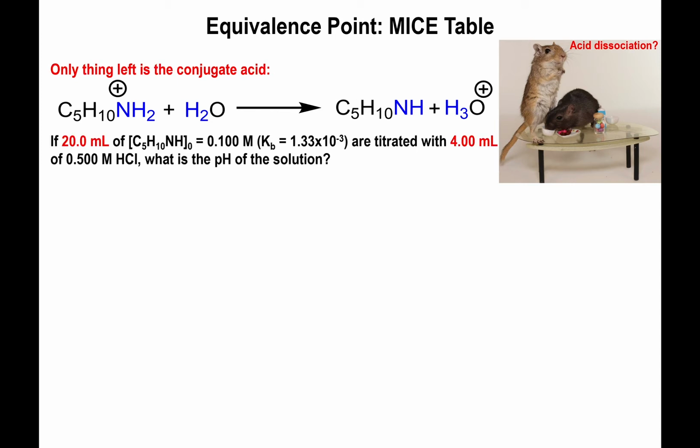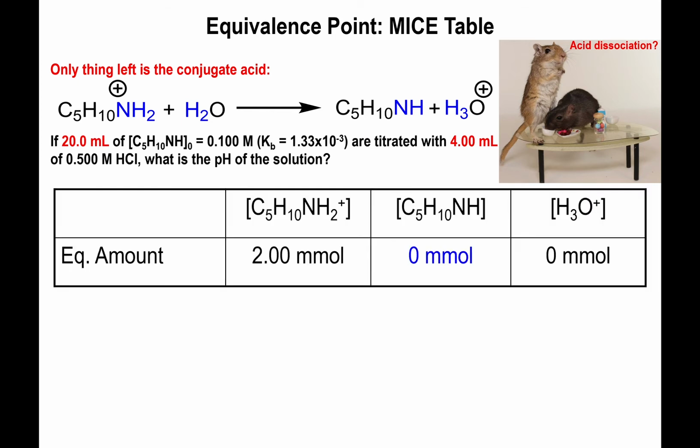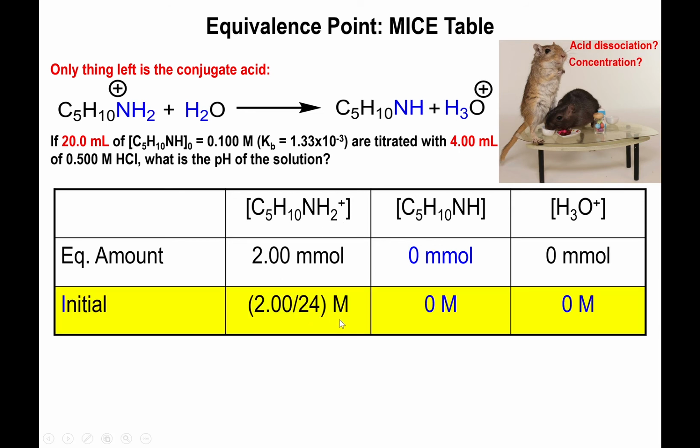So we're going to have to switch back to concentration units because we have to use an ice table, right? The 2 millimoles of conjugate acid is all we have right now; we don't have any conjugate base and we don't have any hydronium. We divide 2 millimoles by a total volume of 20 plus 4, so 24 mL. Dividing 2 by 24 gives 0.0833 molar. That's the initial concentration of the conjugate acid. As of now, we don't have any conjugate base or any hydronium.